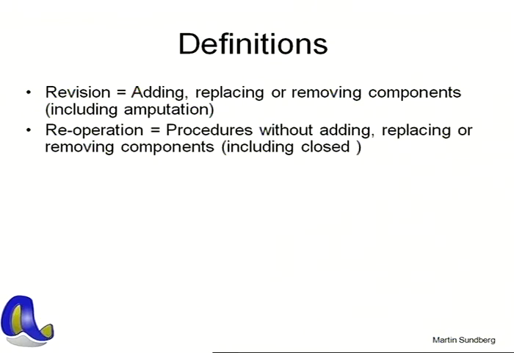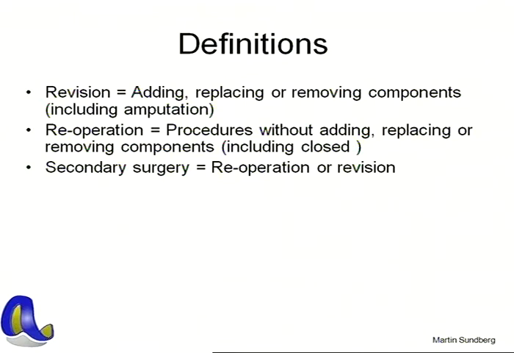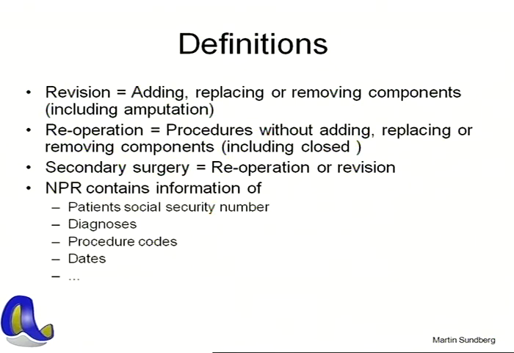Re-operations are all the other kinds of procedures performed in or at knee level, not involving any of the prosthetic components, for example, a synovectomy or a closed reduction. And in this presentation, I use the word secondary surgery, and that means either a re-operation or a revision. And about the National Patient Registry, it contains information on diagnosis, procedure codes, dates, hospitals, etc. And it's possible to compare with other registries if you have an ethical approval.